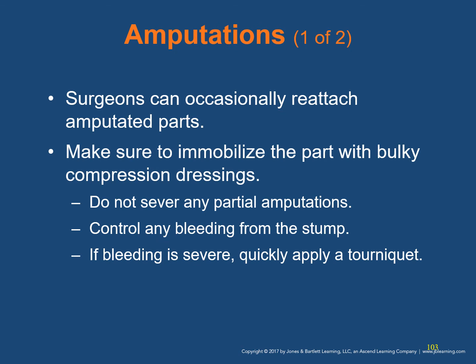Amputations. Control bleeding and treat for shock. Surgeons today can occasionally reattach amputated parts. With partial amputations, make sure to immobilize the part with bulky compressive dressings and splint to prevent further injury. Do not sever any partial amputations. Control any bleeding from the stump. If bleeding is severe, quickly apply a tourniquet.